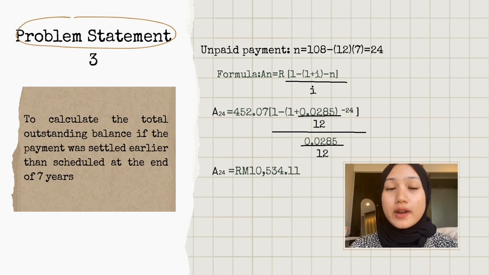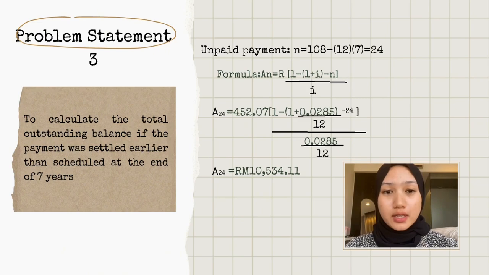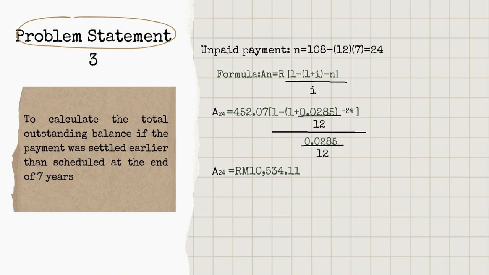Now we want to find A and we just use the formula, where R is 452.07 in bracket 1 minus open bracket 1 plus 0.0285 divided by 12 and close the bracket in the power of negative 24 and then close the bracket. So we need to divide by 0.0285 per 12. The final answer A is RM10,534.11.